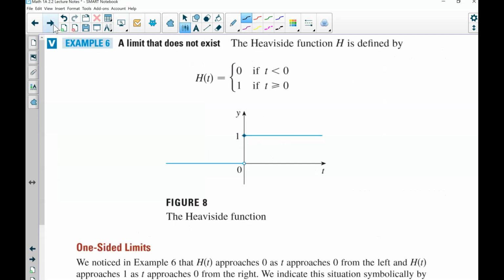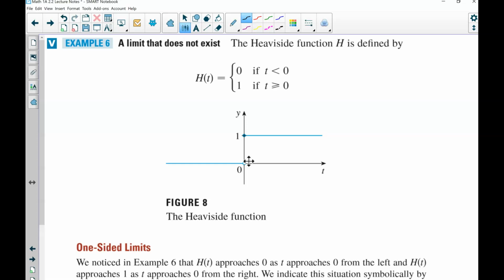Okay, let's take a look at example number 6. A limit that does not exist. This is called the Heaviside function H and is defined by the following piecewise function. When H of t is equal to 0, that means it's a horizontal line where t is less than 0. So it's approaching all the way to 0, but it doesn't include 0. And then another horizontal line, H of t is equal to 1, and it starts when t is equal to 0 and then greater than 0. So again, here is a piecewise function.